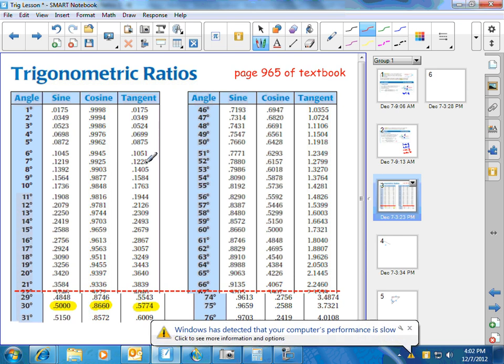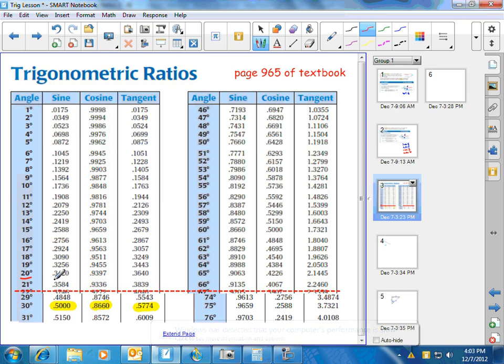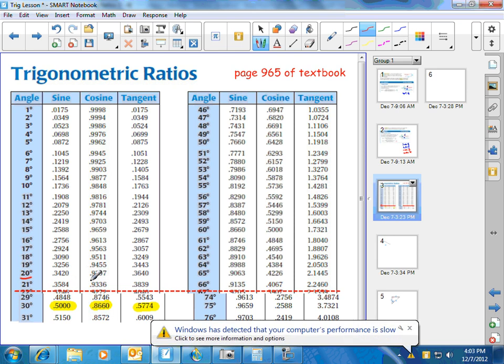So let's say, for example, I've got a right triangle with a 20-degree angle, and I want to find one of the side lengths. I could use sine. The sine ratio is 0.342, so that 0.342 has to equal x, if I'm looking for the opposite side, over the hypotenuse, and I can solve for one of those. That wasn't a very good explanation without a visual.